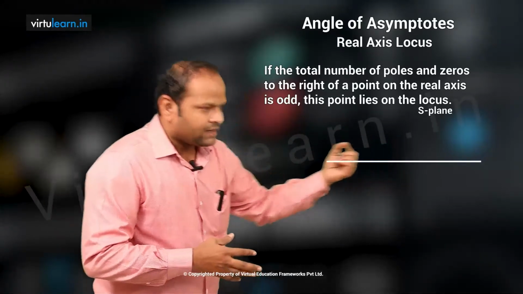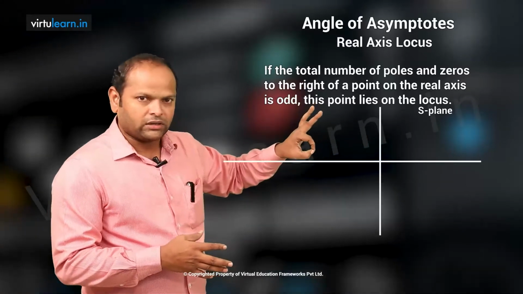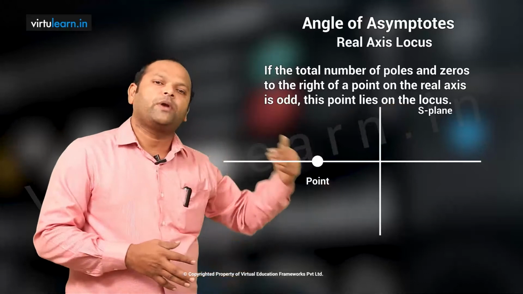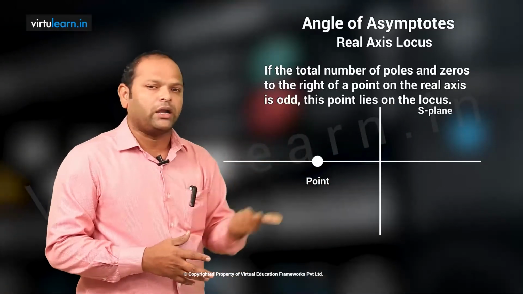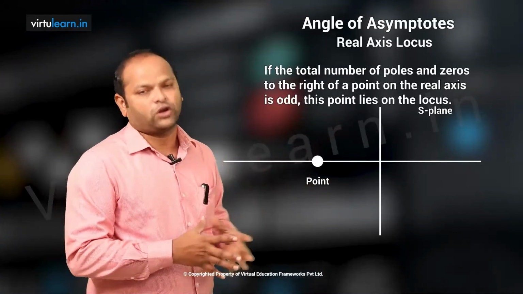So on the real axis, you can take any point on this axis, and from this point to the right side you should count how many poles and how many zeros are there. If the total count is an odd number, then the point will be on the root locus.